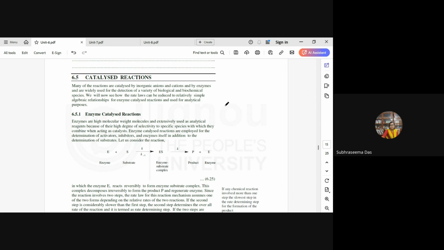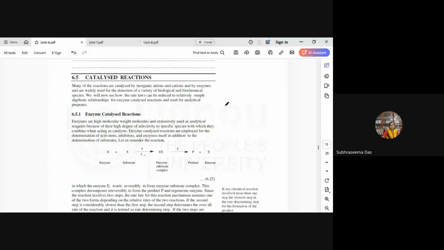Now coming to catalyzed reactions. Most of the reactions are catalyzed by various types of inorganic anions and cations or enzymes. So first we will start with enzyme catalyzed reactions. Now we know enzymes are high molecular weight molecules. They are used as analytical reagents because they have a specific degree of selectivity. That means a particular enzyme will bind to a particular substrate. They will not go to any other substrate.